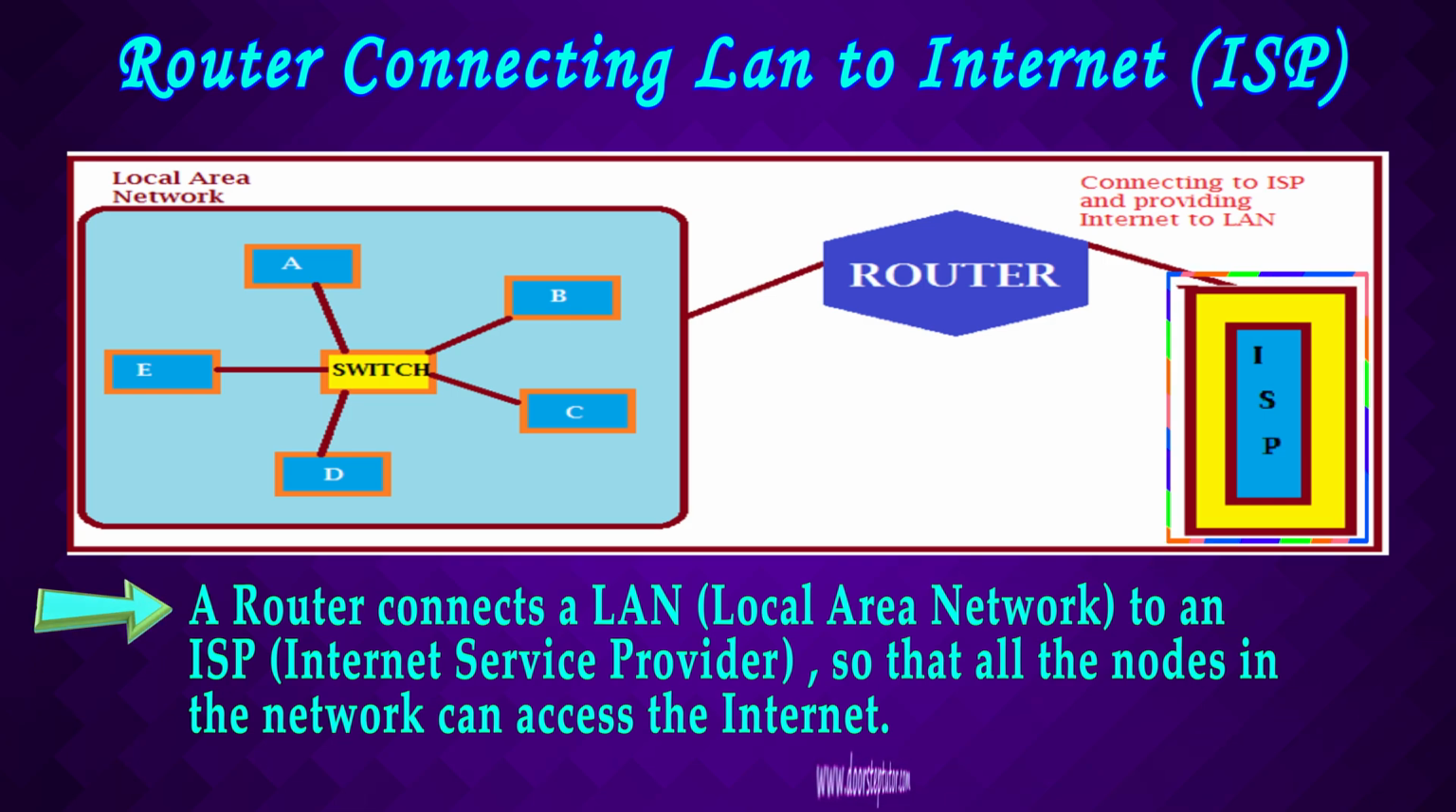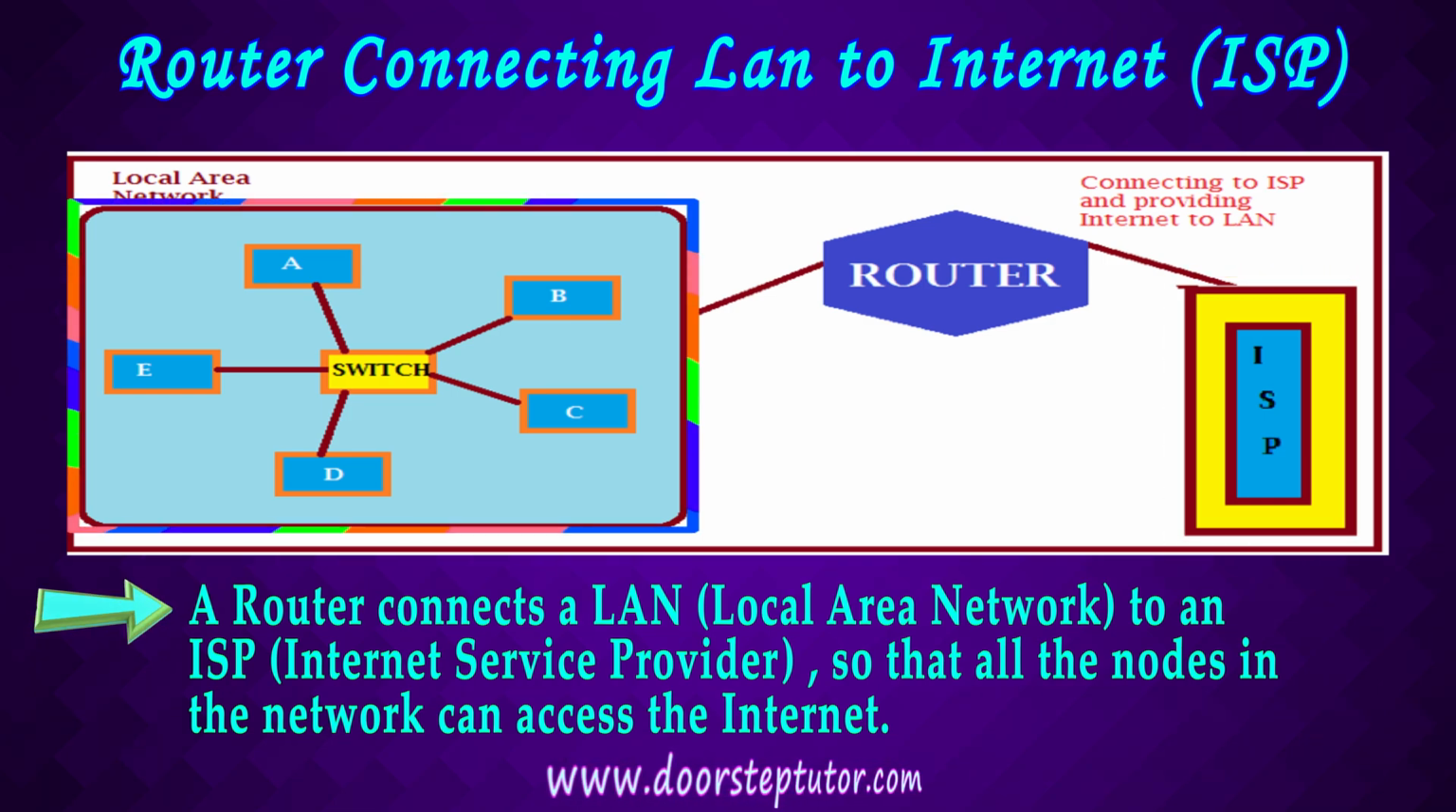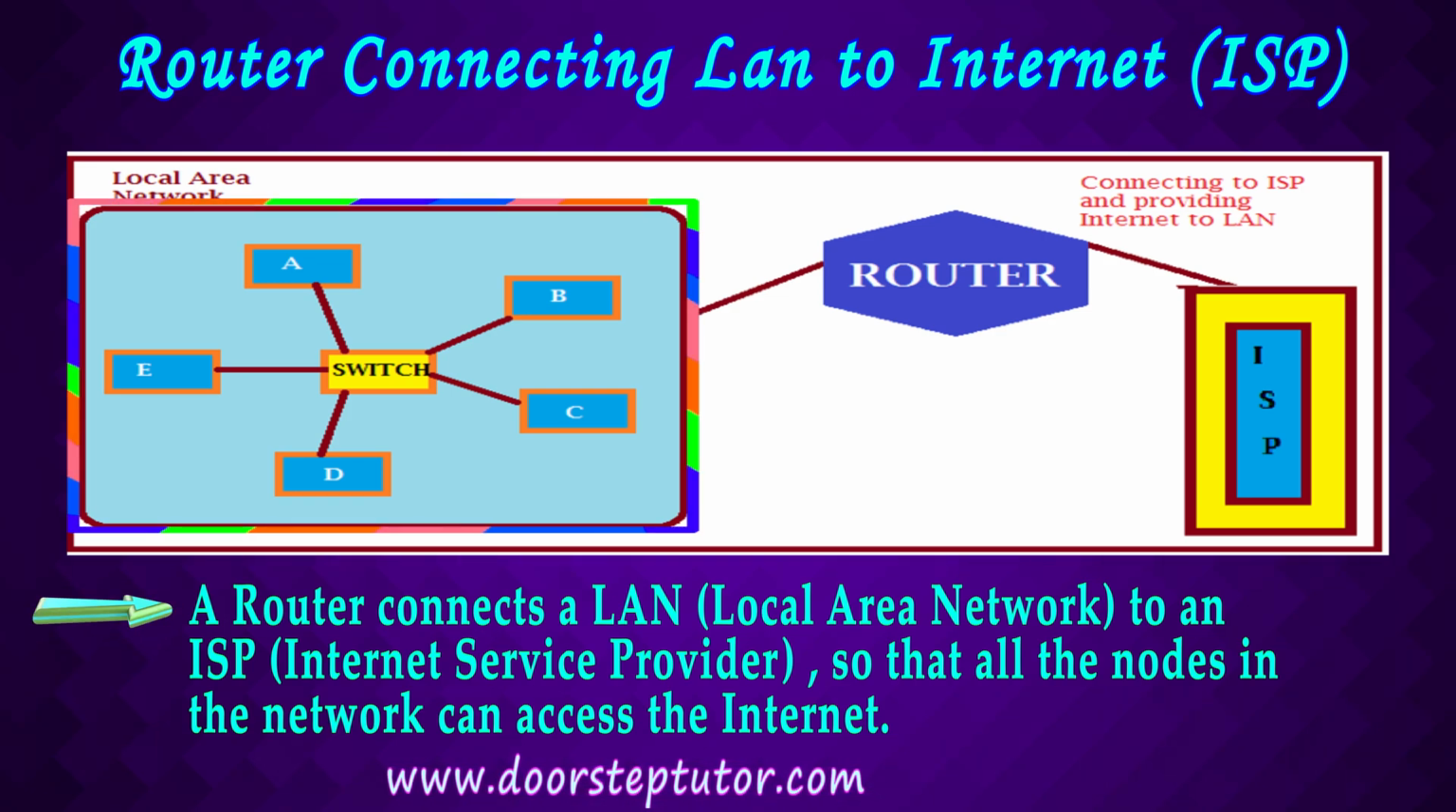The basic benefit over here is that all the nodes which are present in the network can access the internet. So this is the biggest advantage, that all the nodes over here, like the 5 nodes, can access the internet with the help of the router through the ISP.